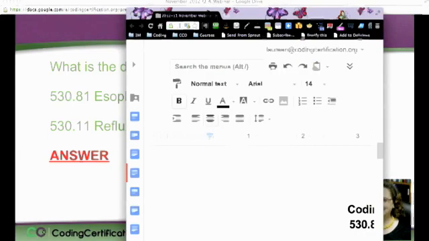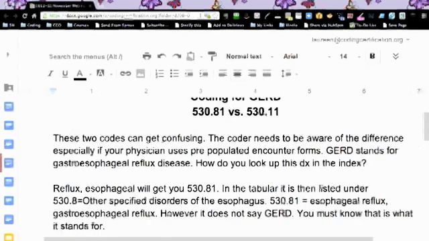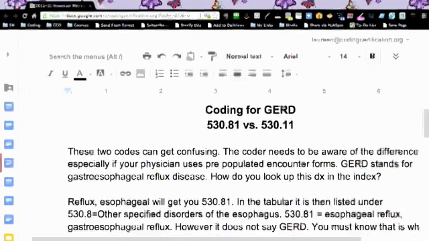This has got to be one of those basic questions when people are learning to code, where the terminology really plays a major role in what you're looking for. Okay, so these codes get confusing. What you need to be aware of, especially if your doctor pre-populates your encounter or uses those encounter forms and diagnoses GERD, gastroesophageal reflux disease, is how do you look up this diagnosis in the index?